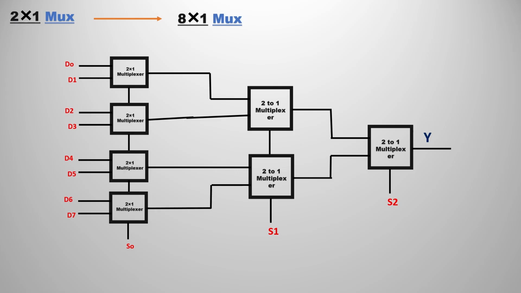So the second 2x1 muxes can have one select line, that is S1. After that also we are producing 2 outputs, and we can cascade with a 2x1 mux finally, and we can have select line as S2, and we can have one output, that is Y output. So this is the thing.